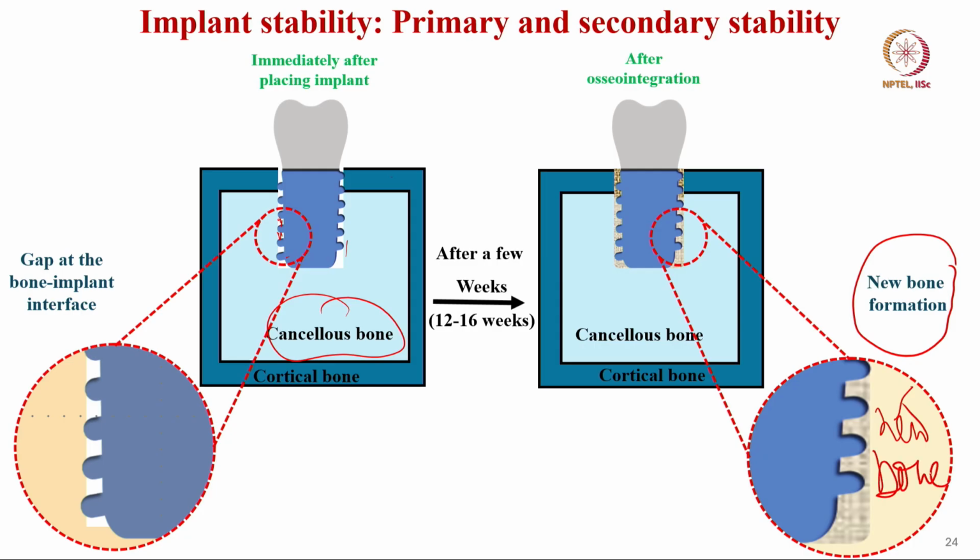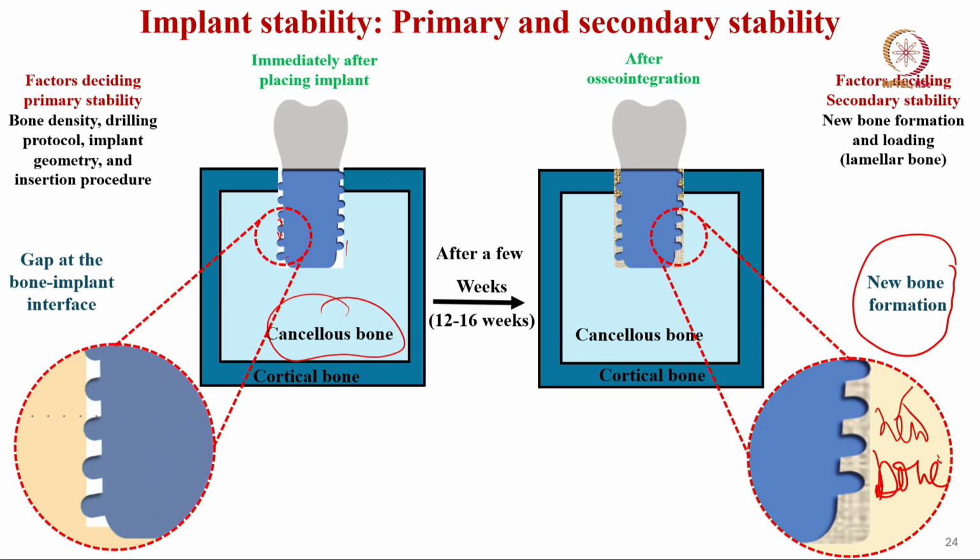The morphology of this new bone would be different from the existing bone structure that you have at places remote from the site of implantation. So, essentially the factors which decide primary stability are the bone density, like as I said D1, D2, D3, D4, the drilling protocol you have used, the implant geometry and the insertion procedure. Factors which determine secondary stability are the new bone formation and loading.